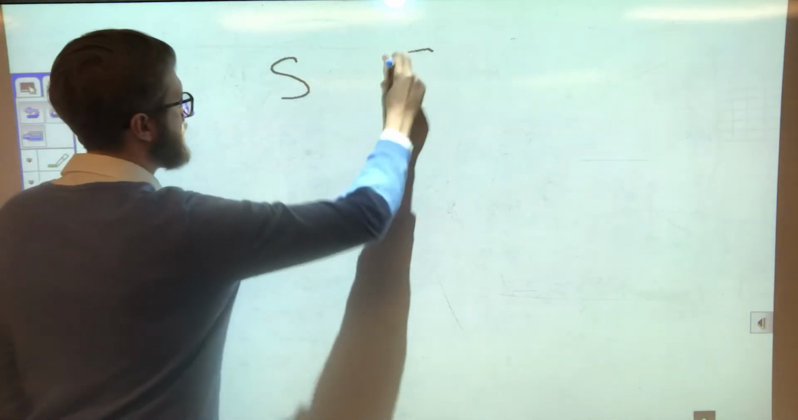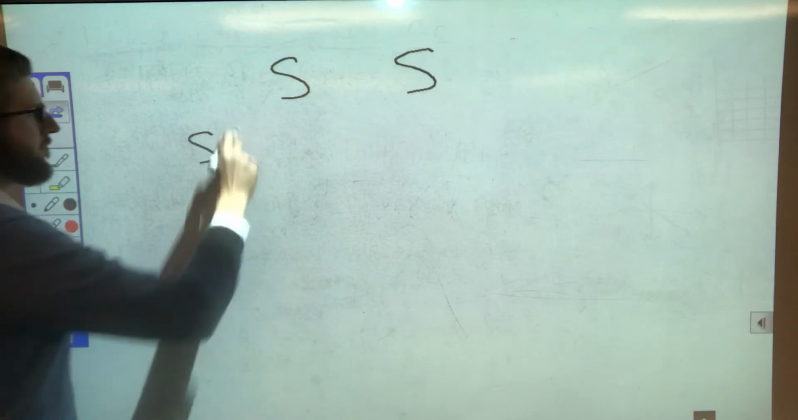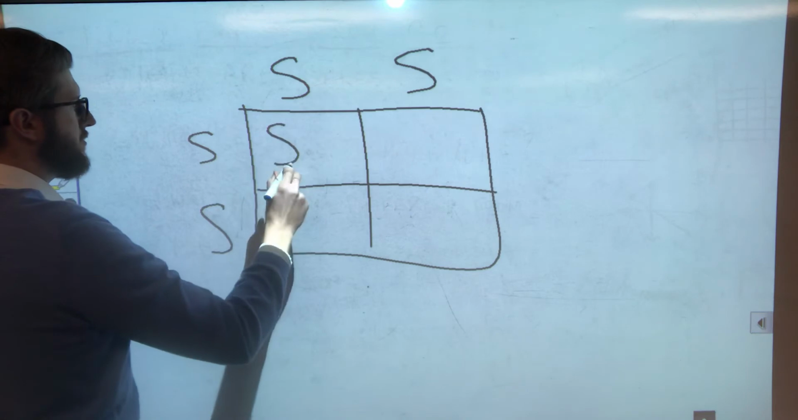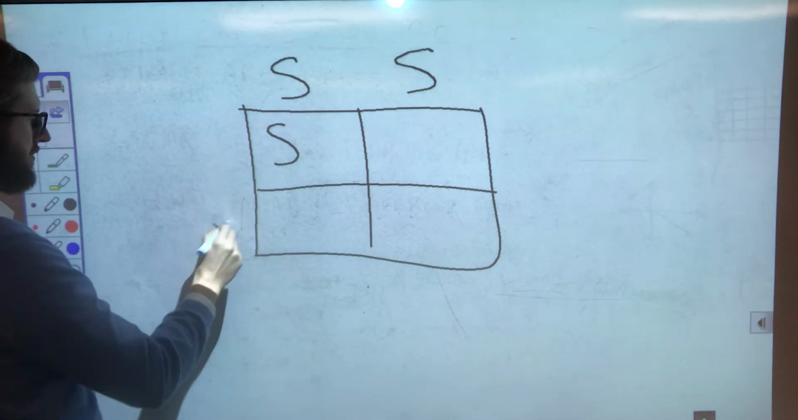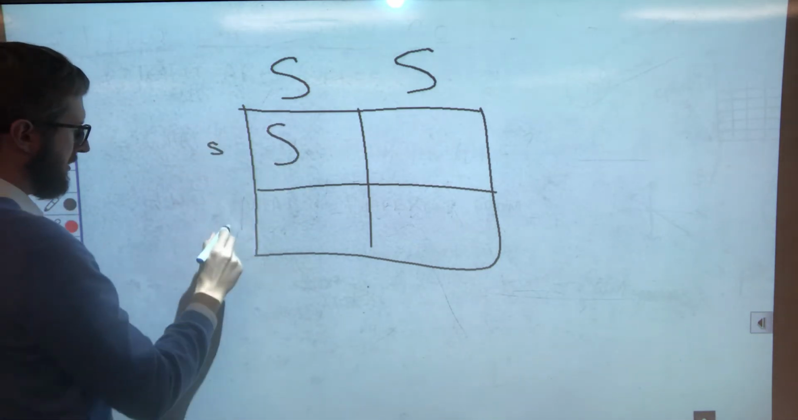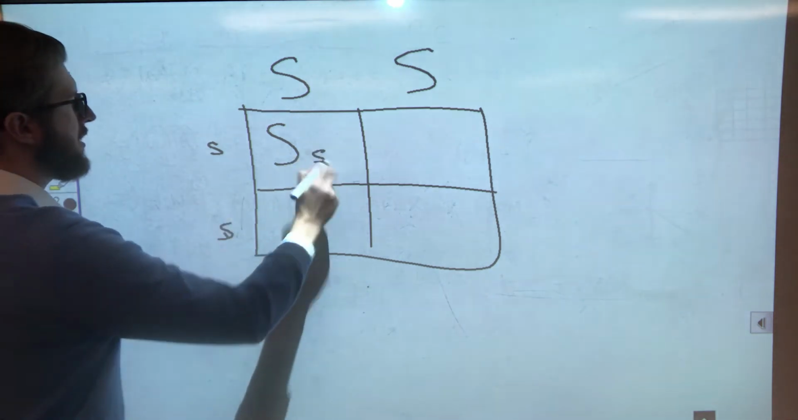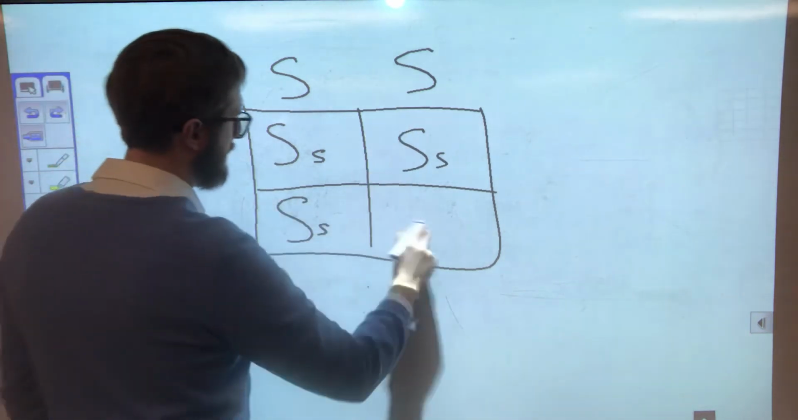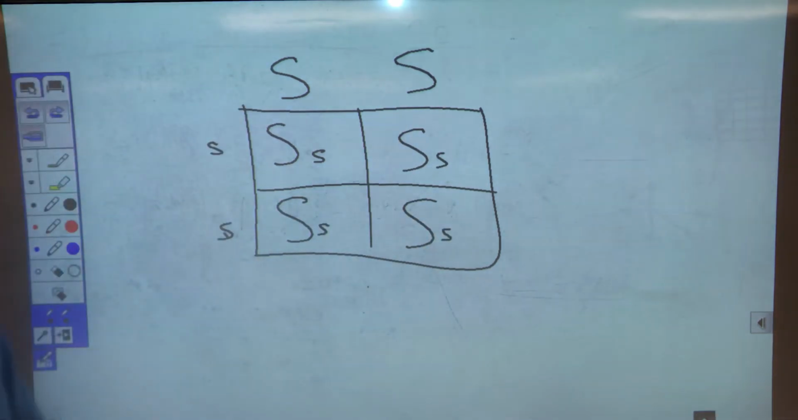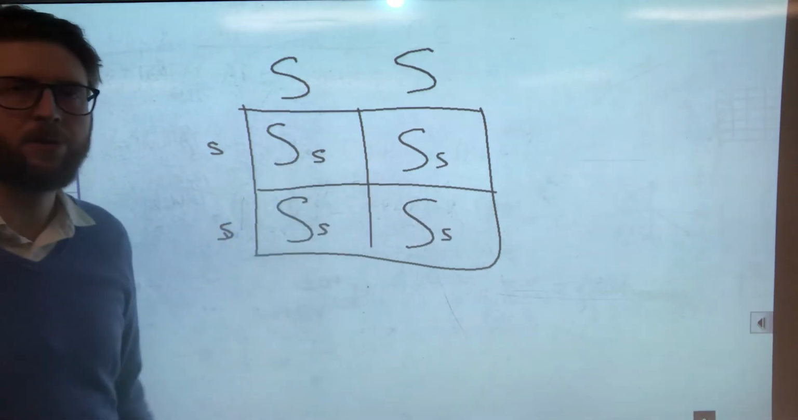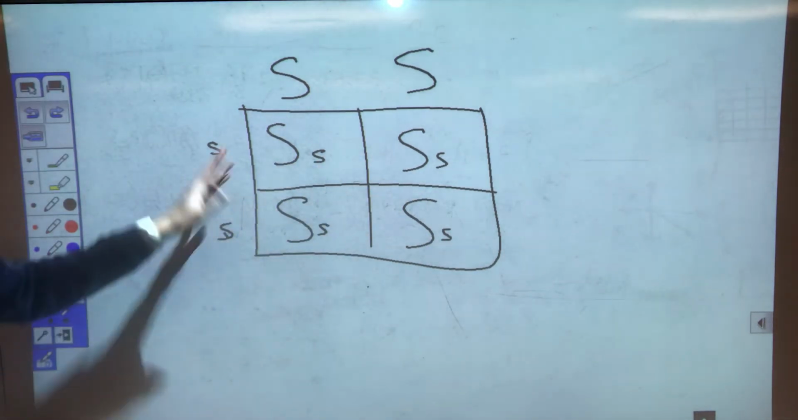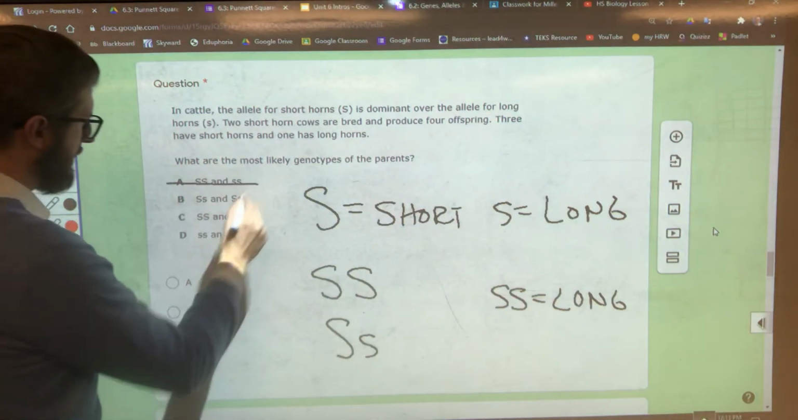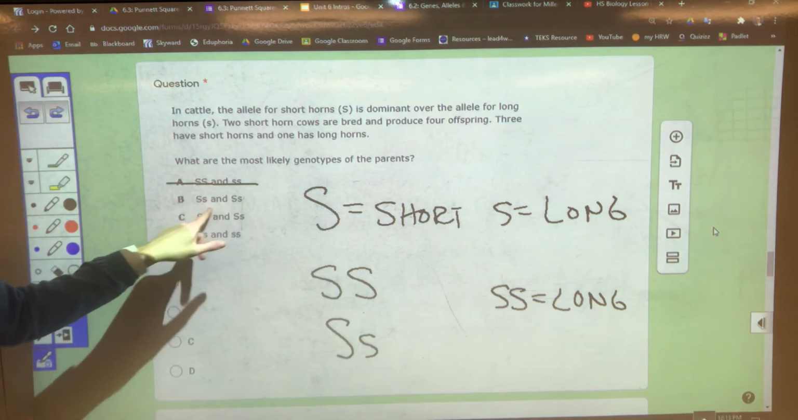So we had big S big S and little s little s. Make our Punnett square here. This one is, well, it's really hard to see. Let me make these even smaller. Okay. So we got big S little s in all four boxes. Okay. So all 4 kids are going to have short horns in this case. So we can't be that one. We know that that's not it. So it's not A. What about big S little s and big S little s?